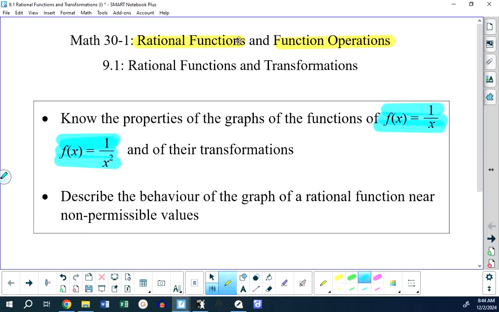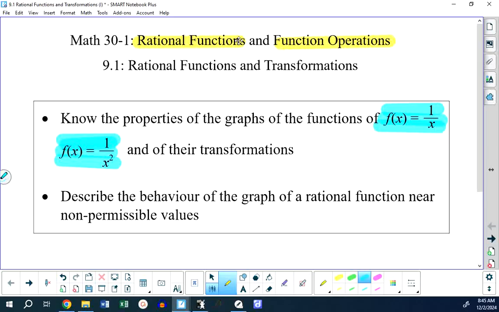There's something about rational functions that produces non-permissible values, and I think you can see why you get non-permissible values for a rational function. It's because there's a denominator, and the denominator contains x. So potentially there are values of x that cannot be equal to 0. For example, in this function 1 over x, x cannot be equal to 0. In this function 1 over x squared, x cannot be equal to 0. So that leads to non-permissible values.